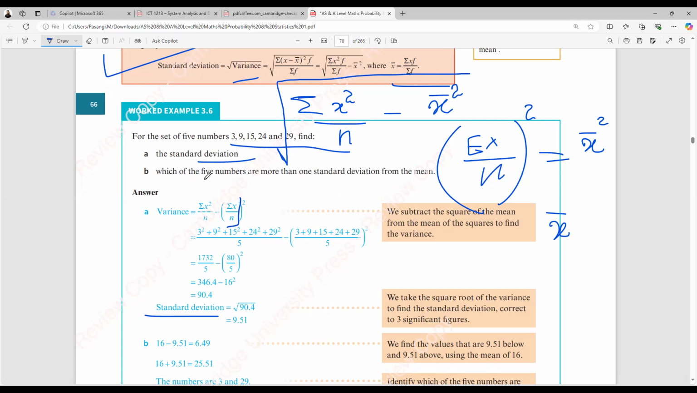Then they're asking which of the five numbers are more than one standard deviation from the mean. How are we going to find that out? I didn't get the question. Like, what does one standard deviation mean? They have asked which of the five numbers are more than one standard deviation from the mean. Anyway, the standard deviation would be six. Sorry, the mean is 16. So the mean is 16. Then what we can do, according to their question, is find which of the five numbers are more than one standard deviation from the mean.